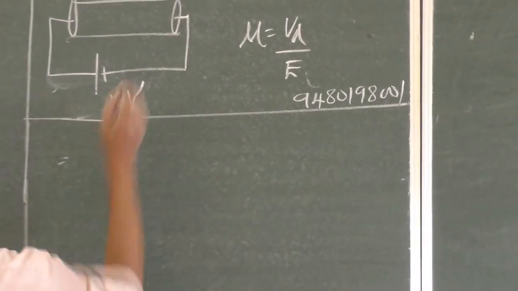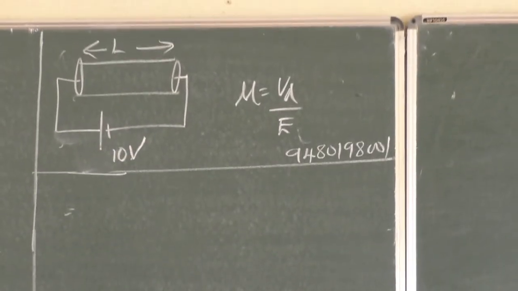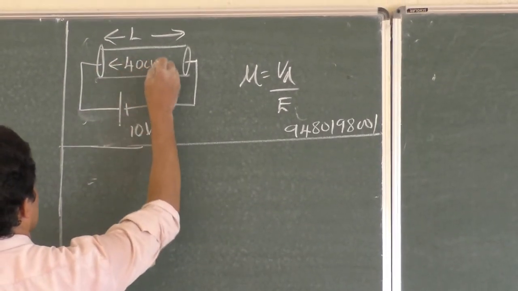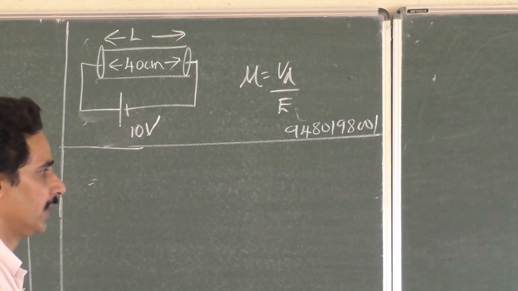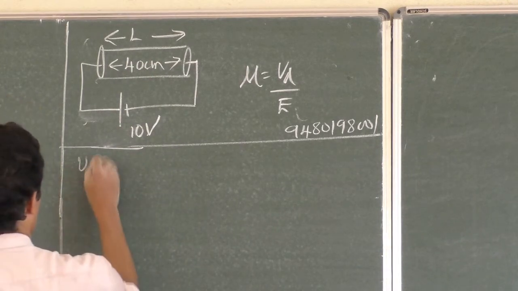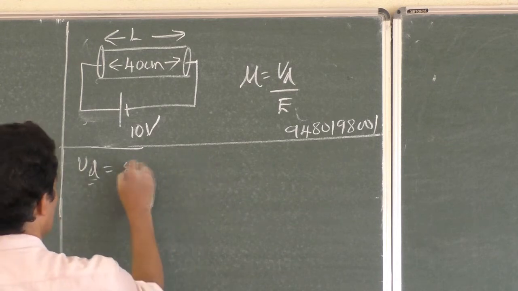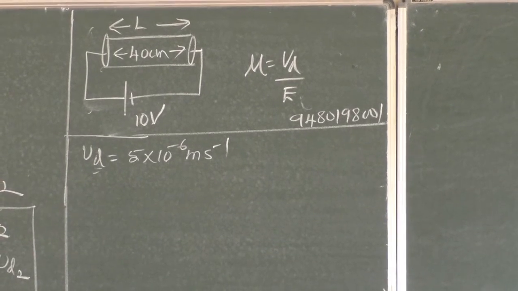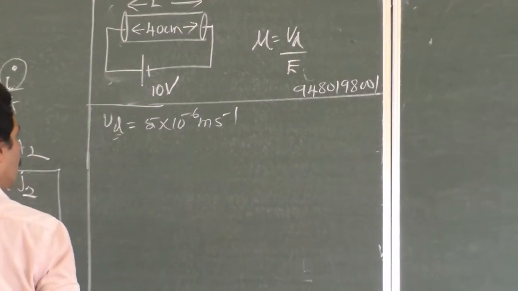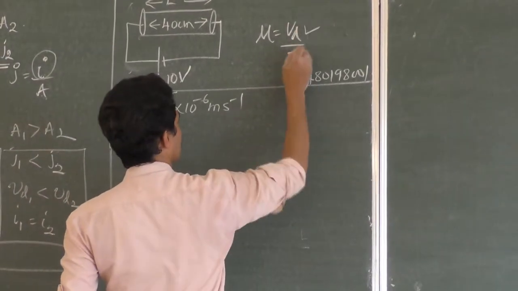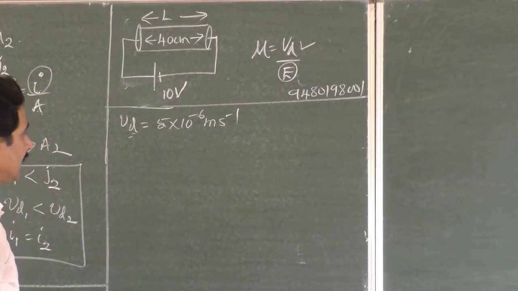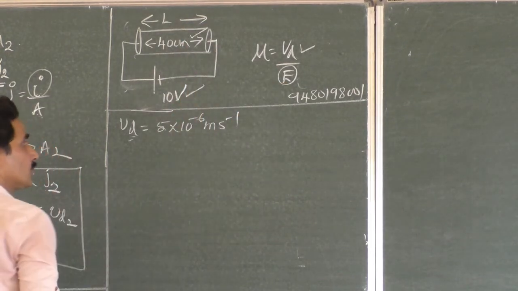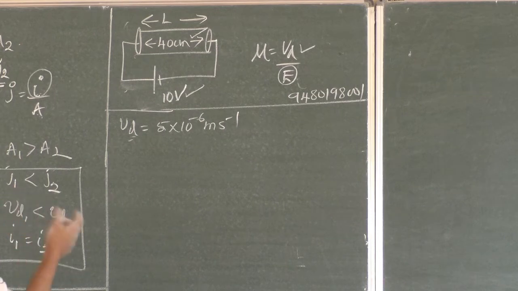Okay, suppose this is 10 volt, and what else is given? Length is 40 centimeter. What else? Mobility of the electron, drift velocity is given. If the drift velocity is 5 into 10 to the power minus 6 meters per second, what is the mobility? Now, you have been given VD, but you have not been given E. Do you have any relation which can be obtained using this and this, which can be used to obtain the value of electric field E?